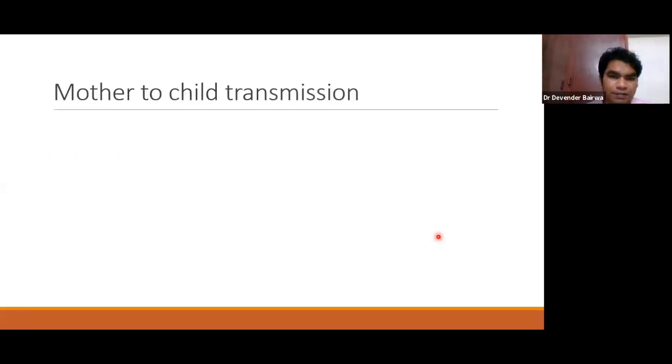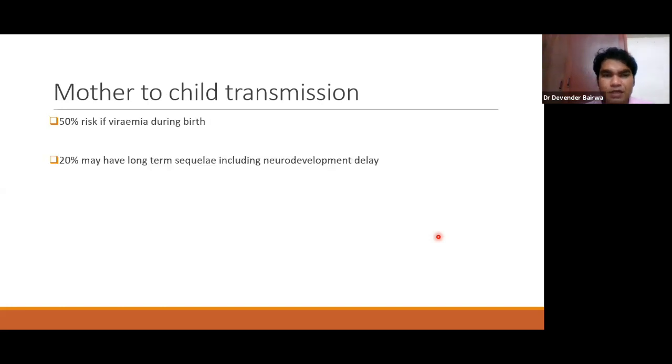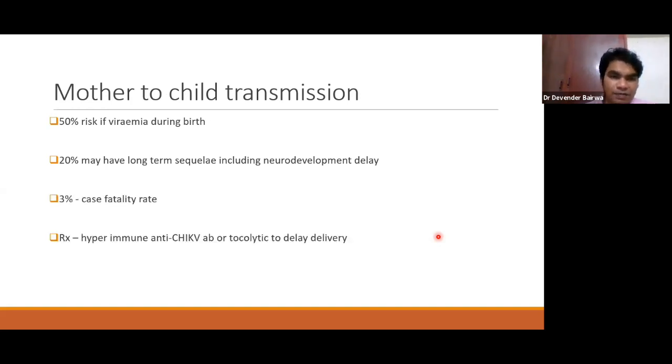develop chronic arthritis. So as far as mother to child transmission is concerned, there is a 50% risk if there is acute viremia during birth, and 20% of these children may have long-term sequelae, including neurodevelopmental delay. And overall case fatality rate is 3%. Treatment: when somebody has peripartum chikungunya infection with active viremia, then hyperimmune anti-chikungunya virus antibody can be given. If it is not available, try to delay delivery by providing tocolytic therapy.